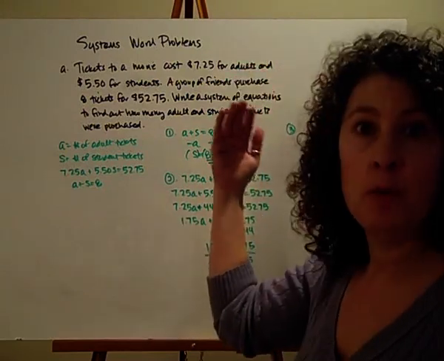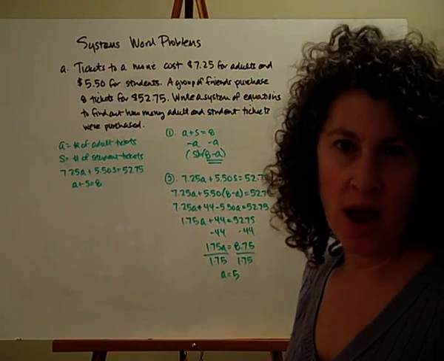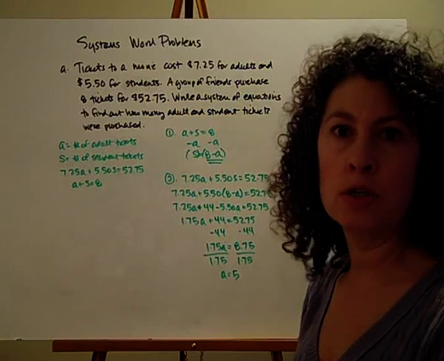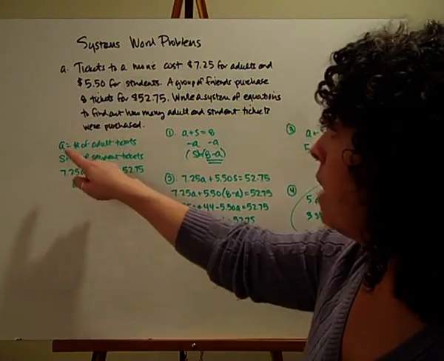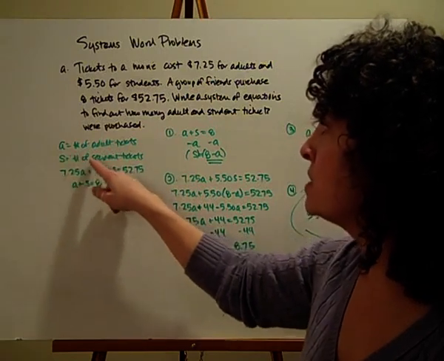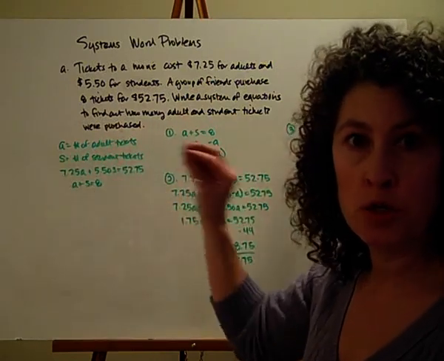To define my variables, I usually start with, well, what's the question asking us? And the question is asking us how many adults and student tickets were purchased. So those are our 2 variables here. I'm going to use A to represent the number of adult tickets, and S to represent the number of student tickets. So those are my 2 variables.